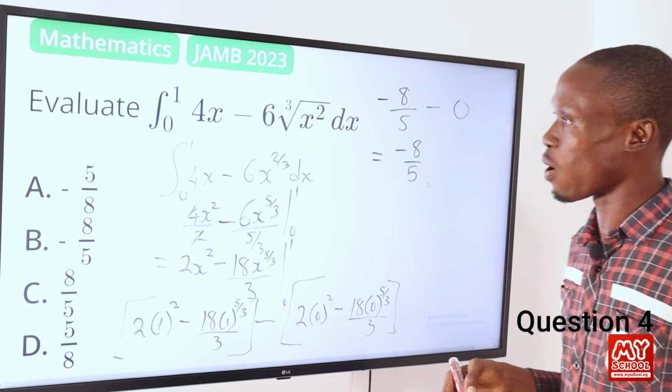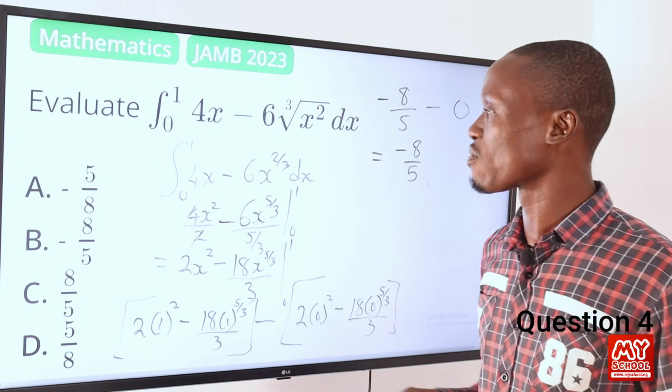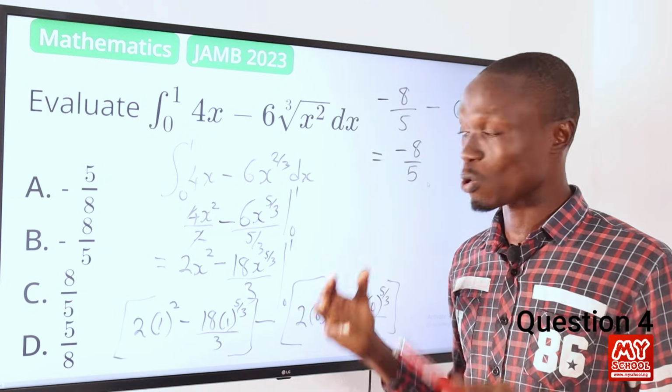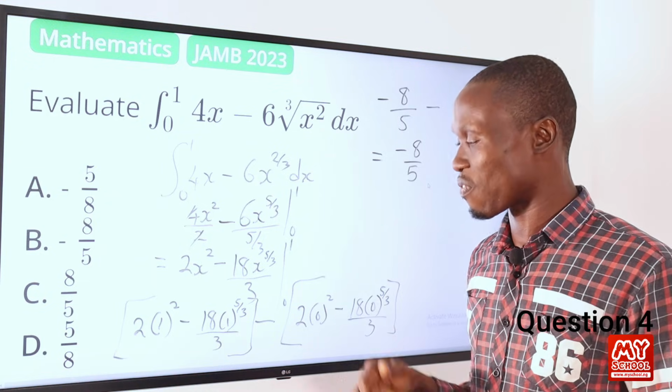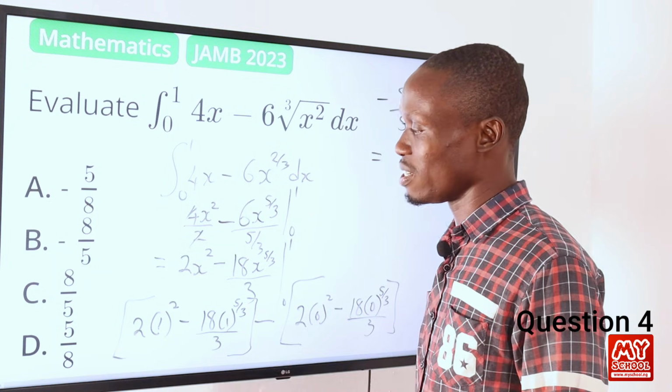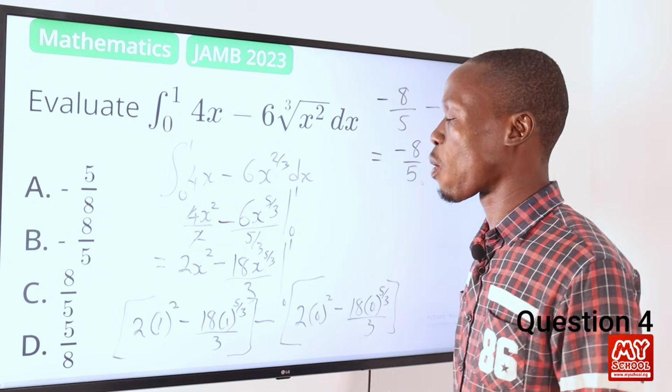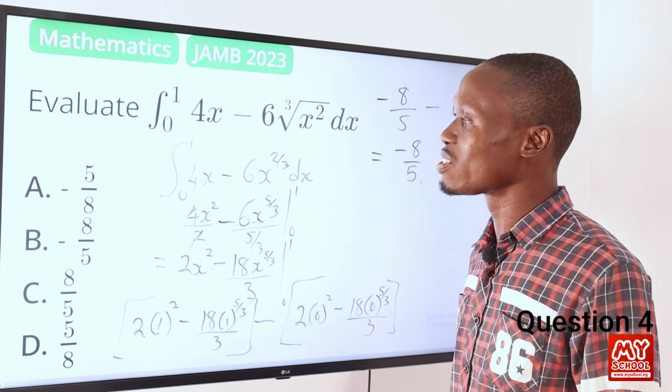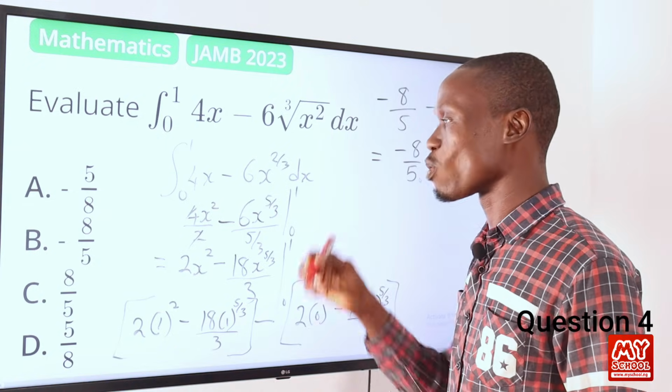So let's go to our options and see. Option A, we have minus 5 over 8. Option B, we have minus 8 over 5. Option C is 8 over 5. And option D is 5 over 8. So the correct answer is option B, minus 8 over 5.